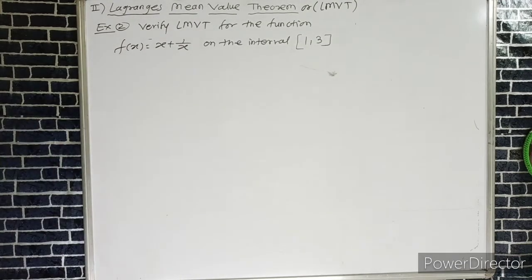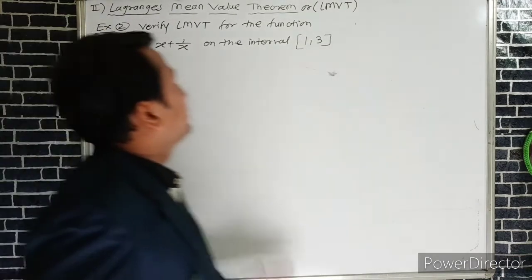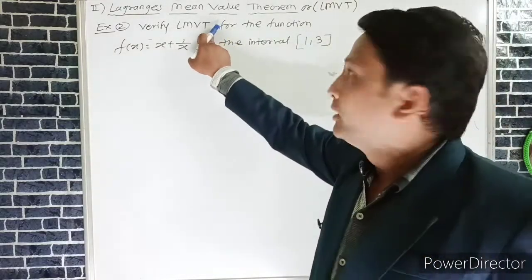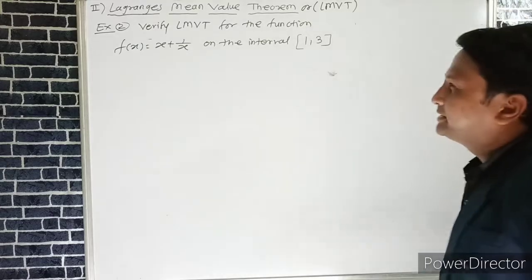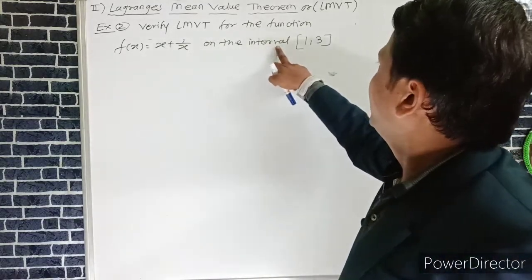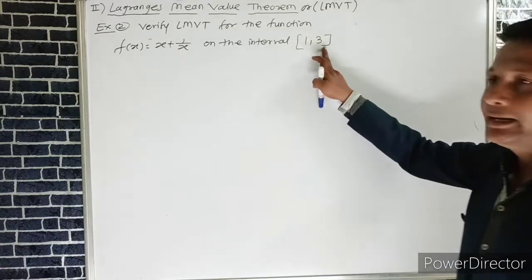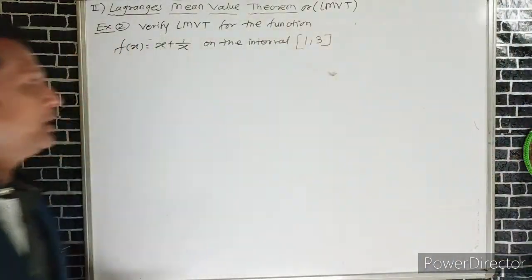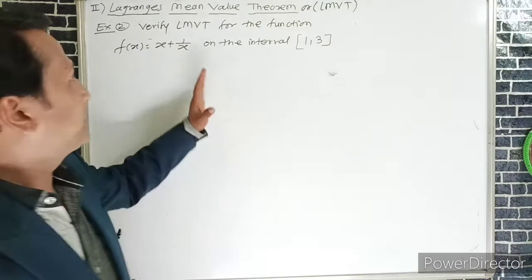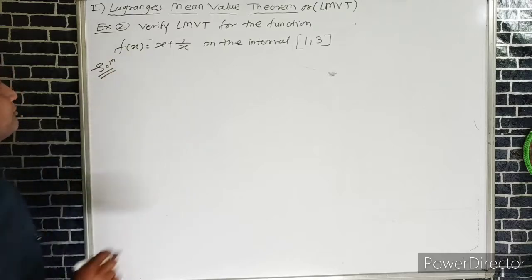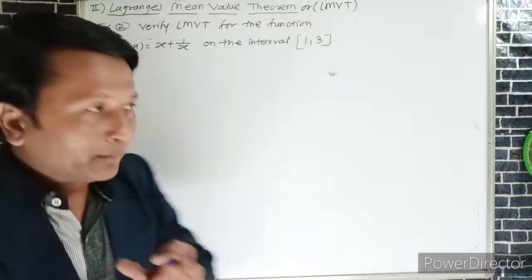So next is example number 2. Here again we have to verify Lagrange's mean value theorem for the function f of x is equal to x plus 1 by x, which lies on the interval between 1 and 3. It means that at any point c which belongs to the open interval 1, 3, we have to verify LMVT, that is, Lagrange's mean value theorem.